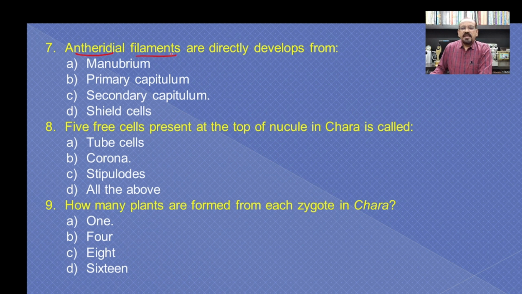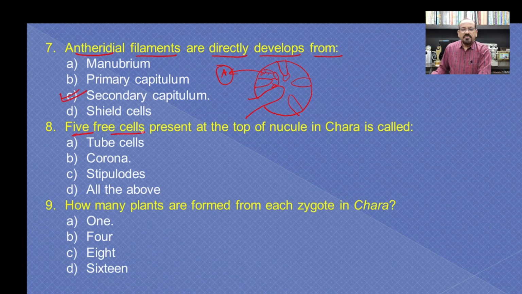Then, antheridial filaments are directly developed from. So if we see the VS of the antheridium or the globule, there are the manubrial cells, and from the manubrial cell there is development of the primary capitulum. From the primary capitulum there is development of the secondary capitulum, and from the secondary capitulum there is development of the branched or unbranched antheridial filament. It means that the antheridial filaments are developing from the secondary capitulum.